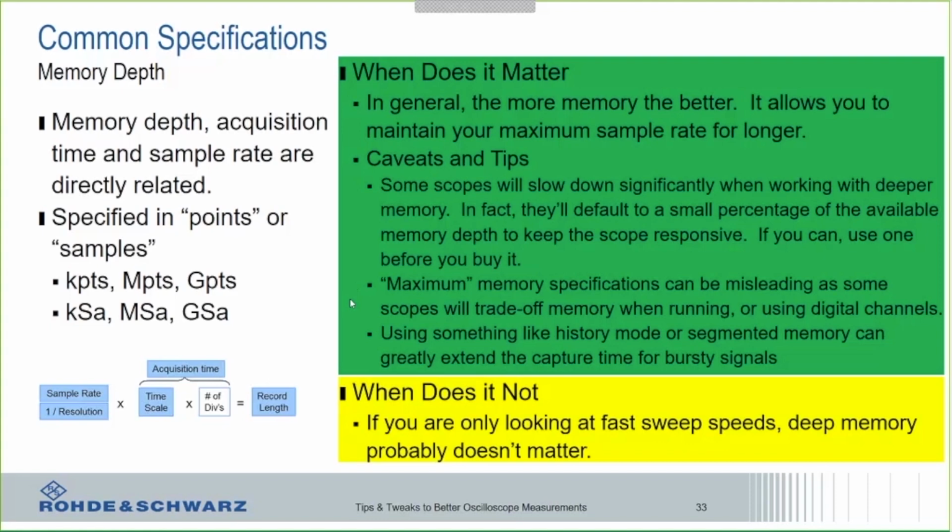If you're looking at really fast sweep speeds, deep memory probably isn't going to matter. If you're in the nanosecond range of sweep speeds, even when you're at a 10 gigasamples per second sample rate, as we talked about before, you're only going to need 10 kilopoints of memory to keep that same sweep speed or capture time. And so almost every digital oscilloscope is going to have that amount of memory depth. But if you are going to be capturing longer periods of time, that's when deep memory really comes into play and is beneficial.